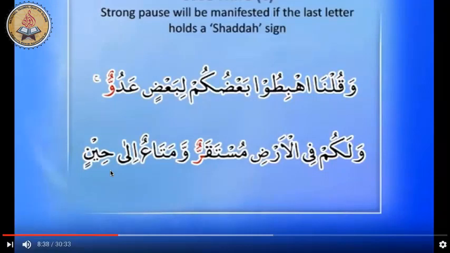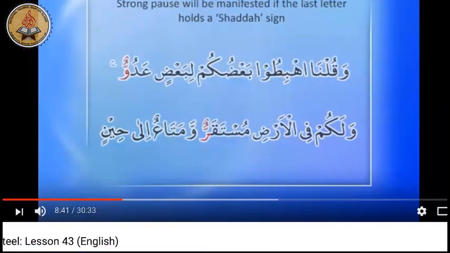Well done. Okay, so those were the few examples that I wanted to share with you. Again, it's very good practice for applying this rule with the letters which carry shadda at the end, especially with the mim and noon ghunna.